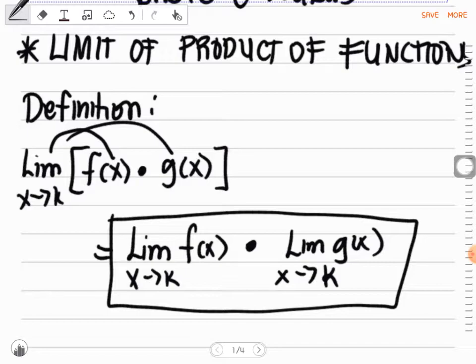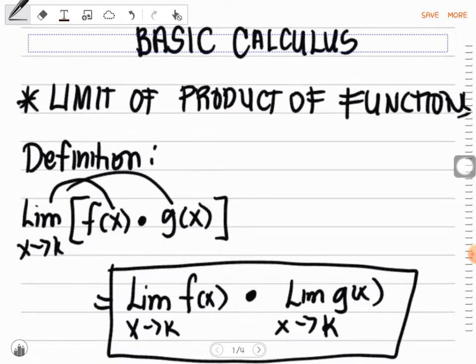Right. And also remember that in evaluating the limit of products of functions, the following steps can be followed. 1. Express the limit in expanded form by applying the limit of products theorem. Second, evaluate the limit of each function by applying the previously discussed limit theorems. And third, simplify. Alright, let's have an example.